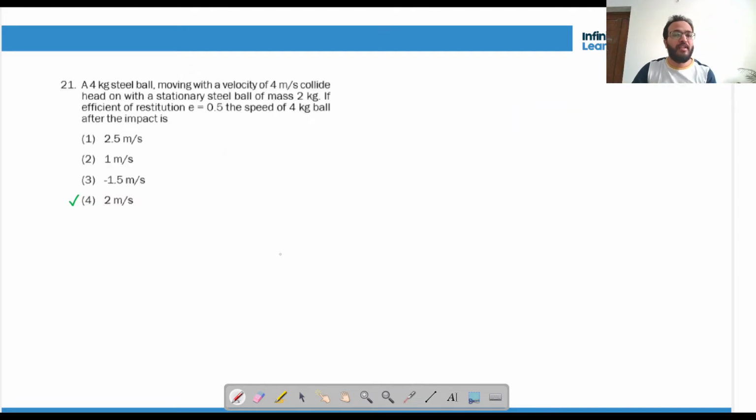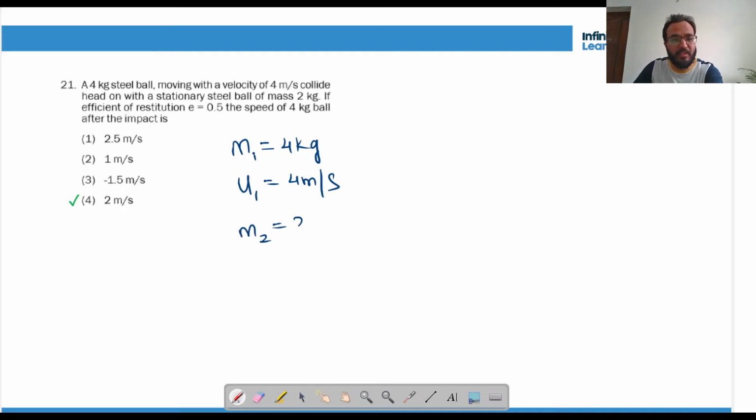A 4 kg steel ball, write down, m1 is 4 kg, moving with a velocity u1 of 4 meters per second, collides head on with another stationary ball of mass 2 kg. Stationary means u2 is 0, and given that e is half. So these are the informations we have.